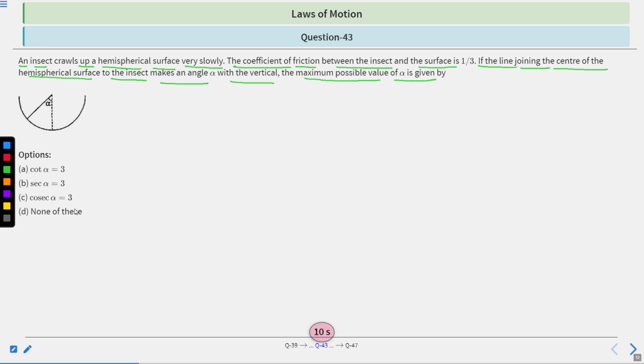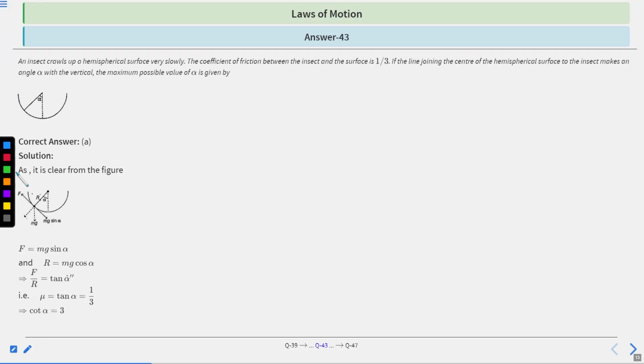Clear? Read the question carefully. You have 10 seconds to solve this question. After 10 seconds, we will provide the solution. Clear? Let's solve the question.